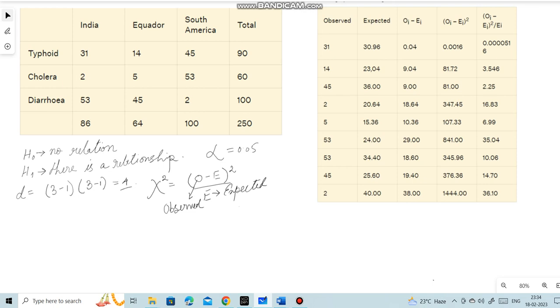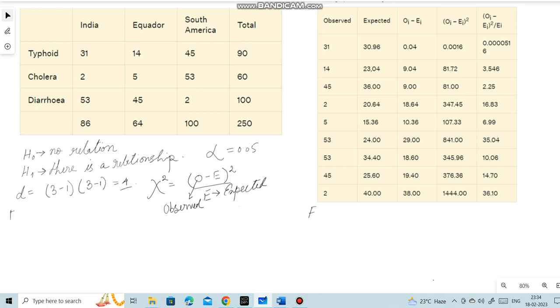But what would be the expected values? Now the expected values we have to calculate. For example, for typhoid, if I want to find E, over here we have calculated the expected values. Let us see how we are getting it.